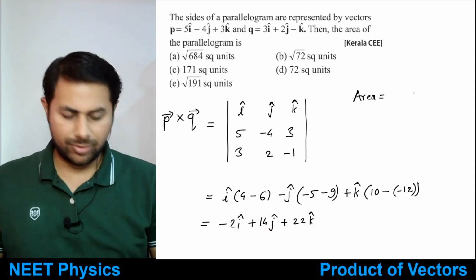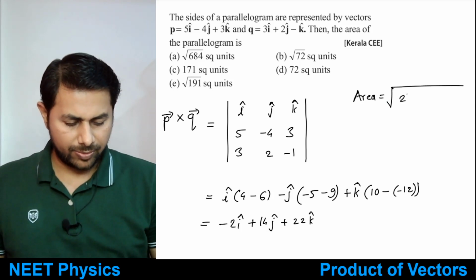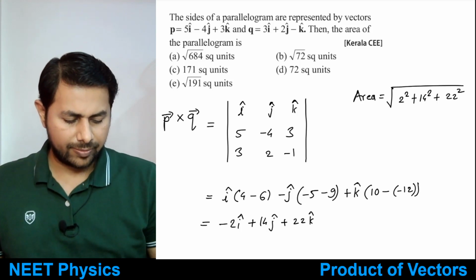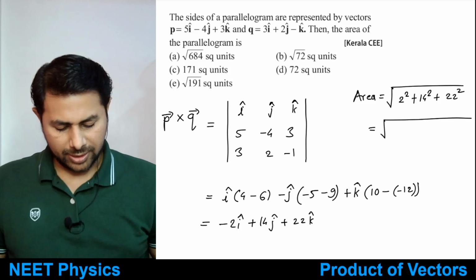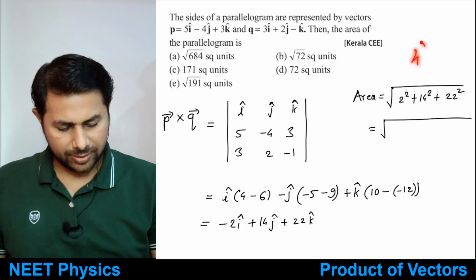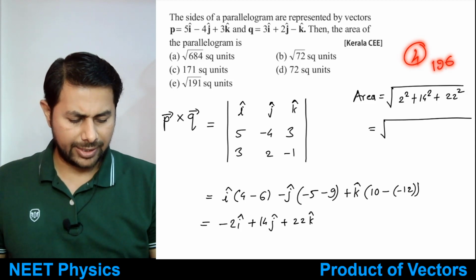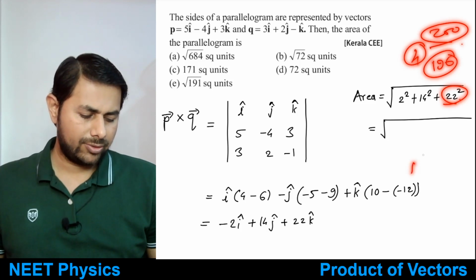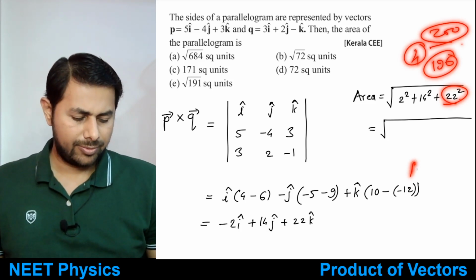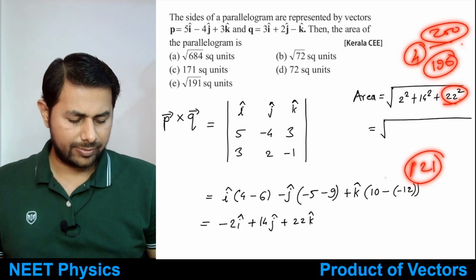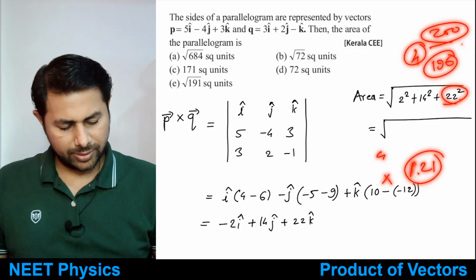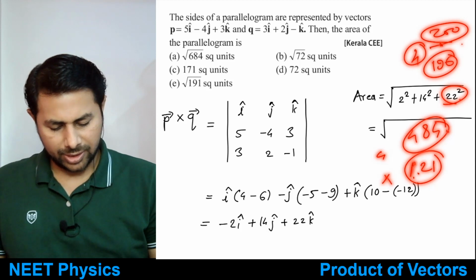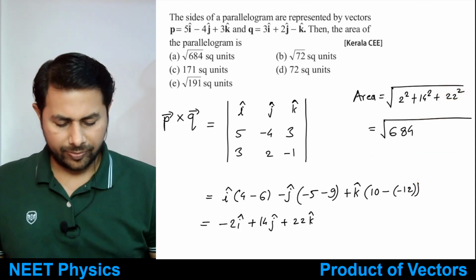So area is just the magnitude of that. That is the square root of 2 square plus 14 square plus 22 square. What is that? 2 square is 4, 14 square is 196, so that's 200. 200 plus 22 square. 22 square will be 4 times 121. 121 times 4 is 484. 484 plus 200 is 684. So it's the square root of 684. So that's the answer.